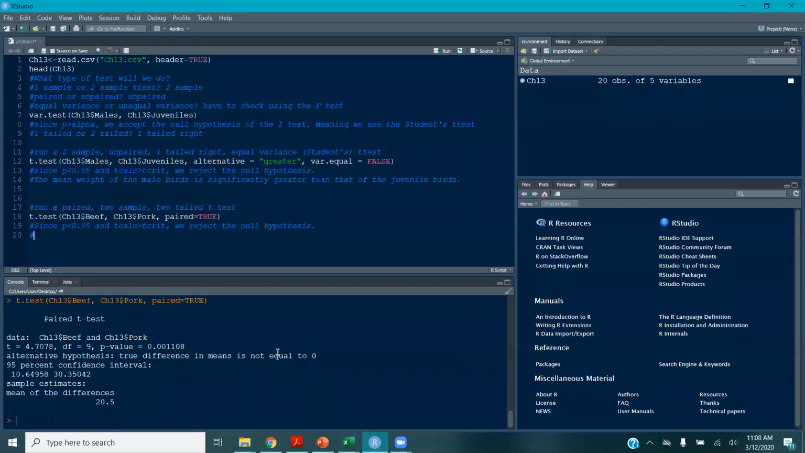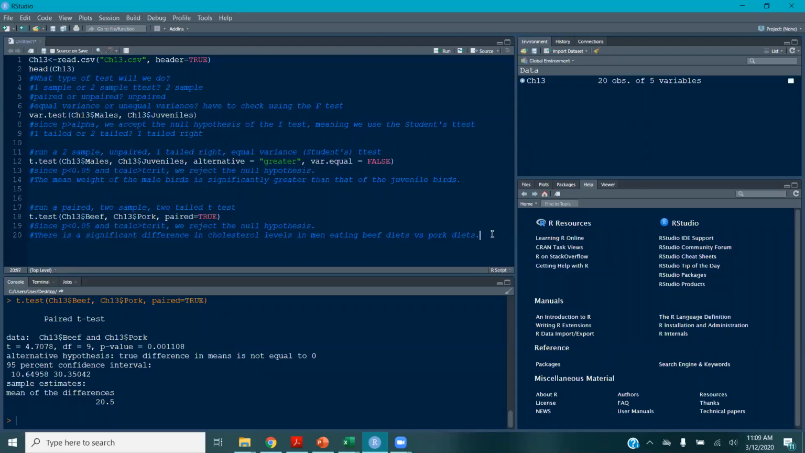Let's type that in, and we can say there is a significant difference in cholesterol levels in men eating beef diets versus pork diets. Your lab manual solutions goes into a little bit more details, talking about which one is greater, and that's fine if you want to go into that detail, but this level of conclusion is sufficient for the lab portion of this class.